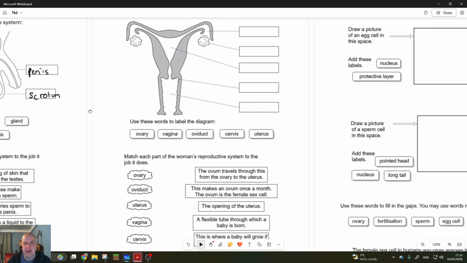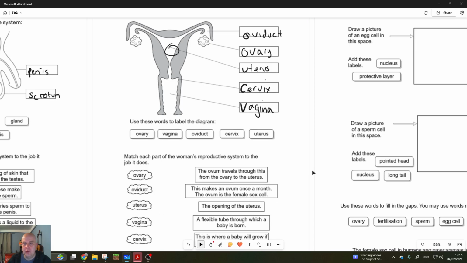Now, we have the female parts, which to be honest, people tend to remember more. I don't know why, since they seem to spend most of their time drawing the male ones on my tables. Anyway, this one here is the ovary. This one here is the oviduct. This big one in the middle here, this is the uterus. We have the cervix, and finally the vagina.